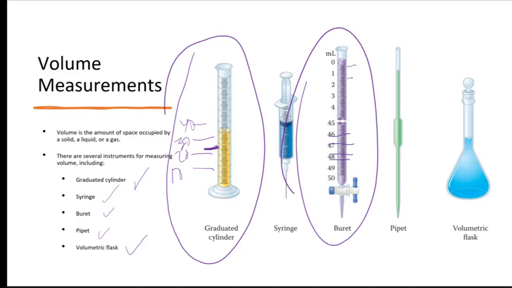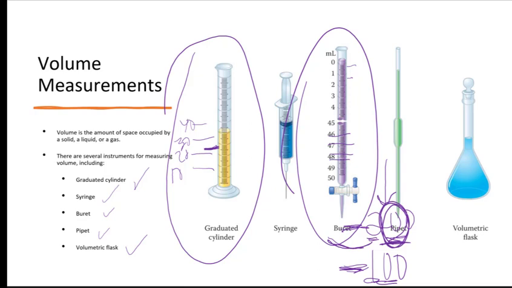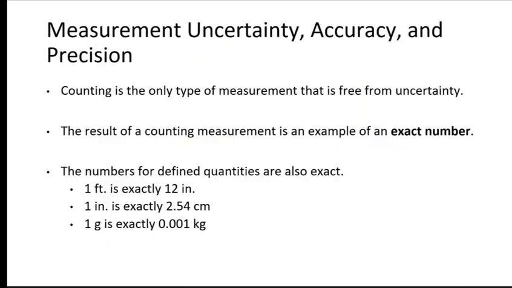If your tool is exact to the hundreds, let's say I was using a beaker and there was a 100 and there was a 200. If my tool was by the hundreds, what am I going to estimate to? I'm going to estimate one digit past that hundreds. I'm going to estimate to the tens. If my water was right here, I might say it's about 150, 160. It's okay if your estimate is a little bit different than your partner's, because that's telling us your estimated digit.